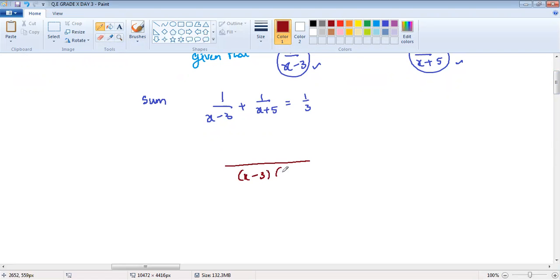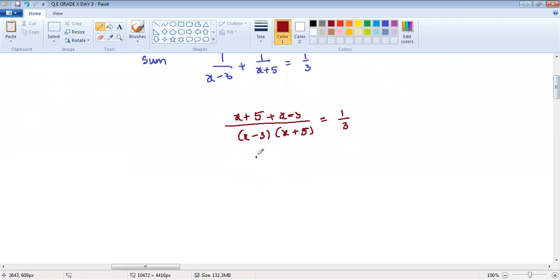X minus 3 into x plus 5. Am I right, ma? Can you hear? Yes, sir. Yes. X plus 5 and here x minus 3. Then what can you write? 2x plus 2 divided by x minus 3 into x plus 5, which is equal to 1 by 3. Am I right, ma?